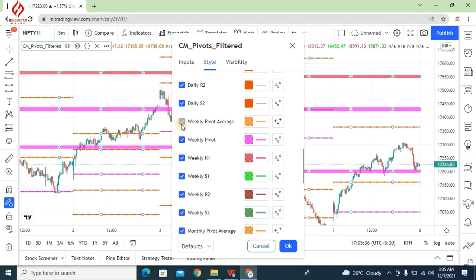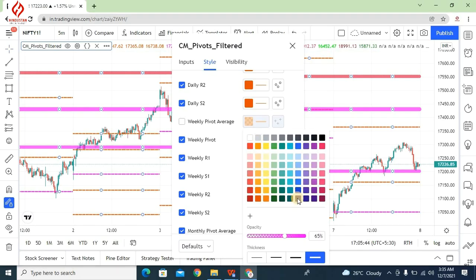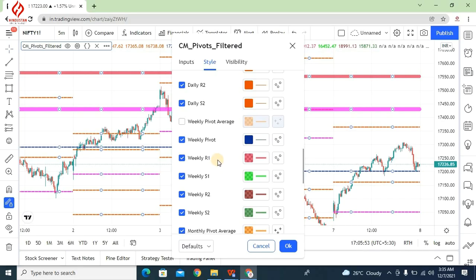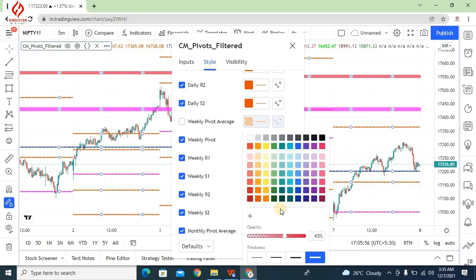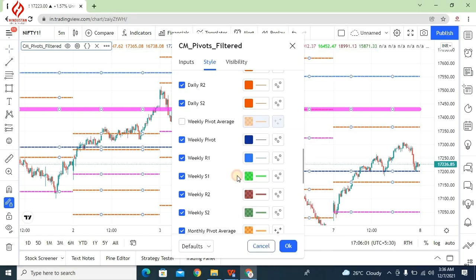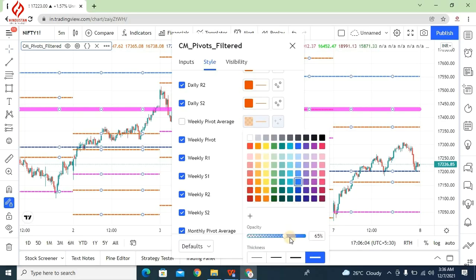Next, weekly pivot. We don't want this weekly pivot average, you just unmark it. And for weekly pivot I am selecting blue color, dark blue for weekly pivot, make opacity 100%. And for weekly R1 S1 R2 S2 I am selecting light blue color, third one. Based on your convenience you can select your color. Do the same for the remaining weekly pivots, right? Okay.